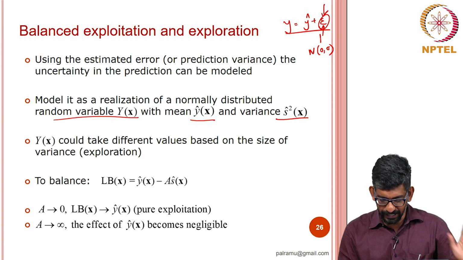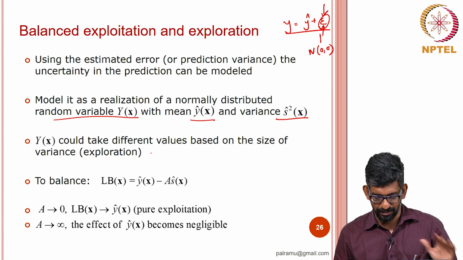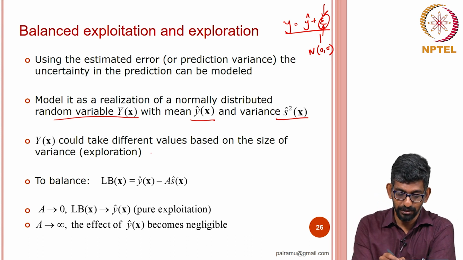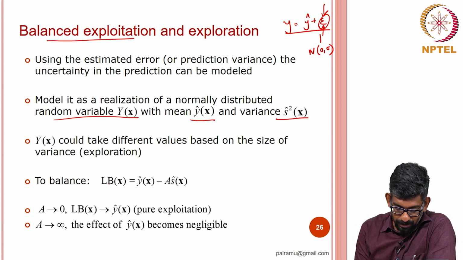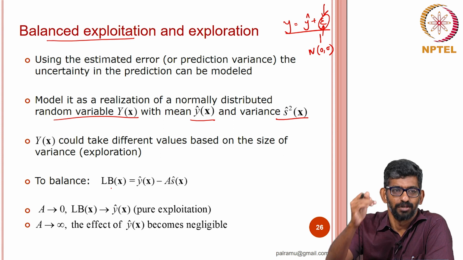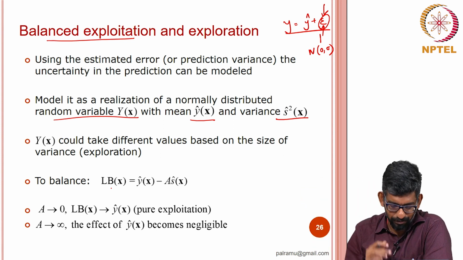So, y of x could take different values based on the size of the variance, that we will see in the pictures. But what we are trying to do, as I kept telling you, is balance exploitation and exploration. So, I am trying to construct a lower bound, or higher bound if you are talking about maximization. I am telling you this is the minima, but how low could the minima be if it was an accurate representation, that is all we want to know.